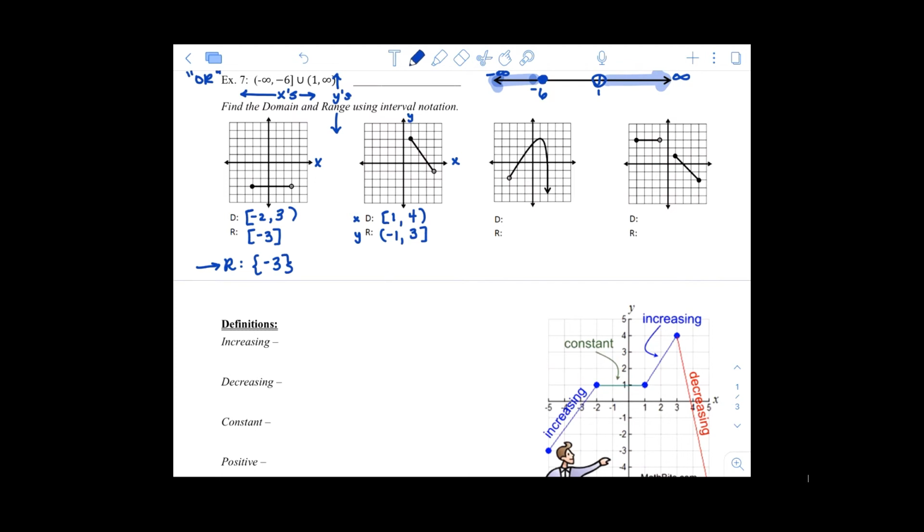Okay, so domain, left to right on the x. The far leftmost point is here. That appears to be at, is that -4? It's negative 3, excuse me. So the domain, no question, has negative 3 with a parentheses for its far leftmost point.